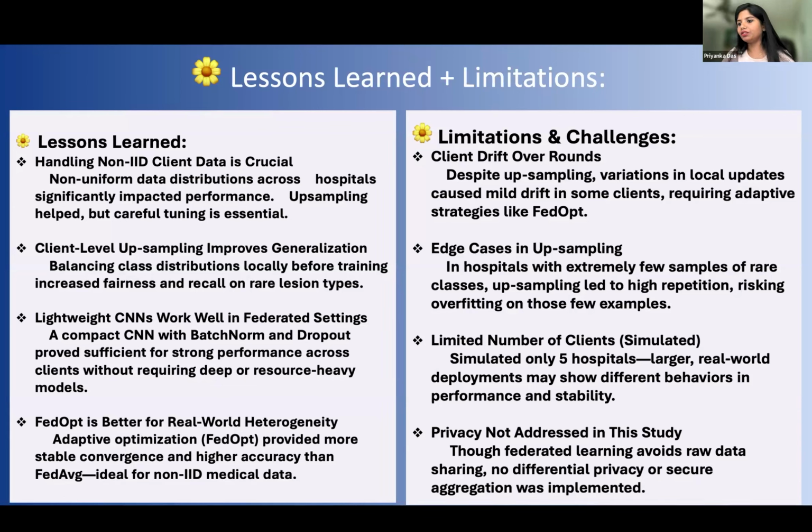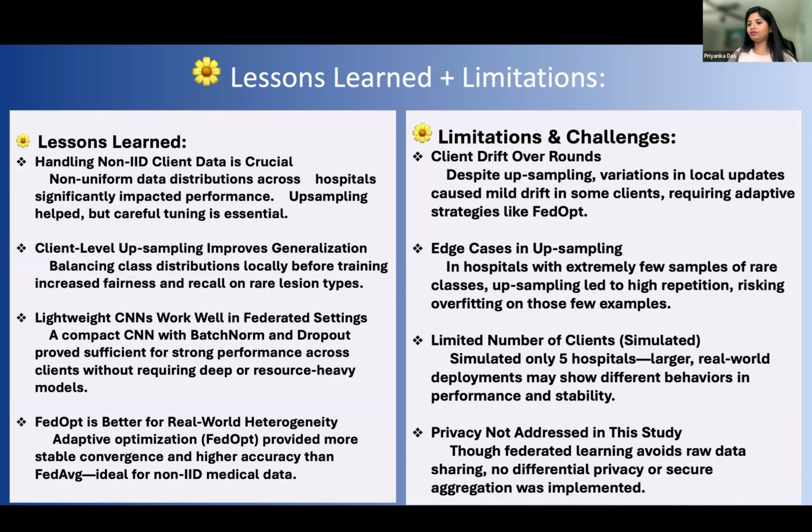Lastly, FedOPT turned out to be better suited for real world heterogeneity. Its adaptive nature led to more stable convergence and slightly higher accuracy than FedAVG, making it ideal for non-IID medical data scenarios. Limitations and challenges. So, one major challenge was client drift over rounds.